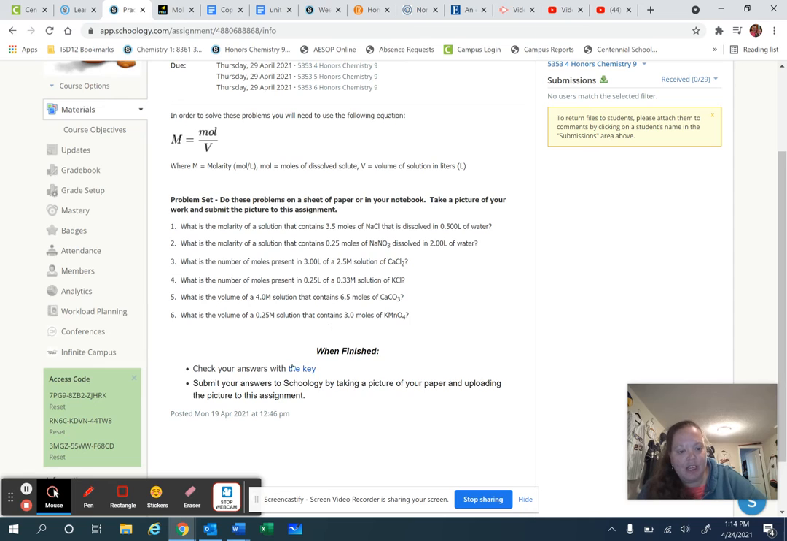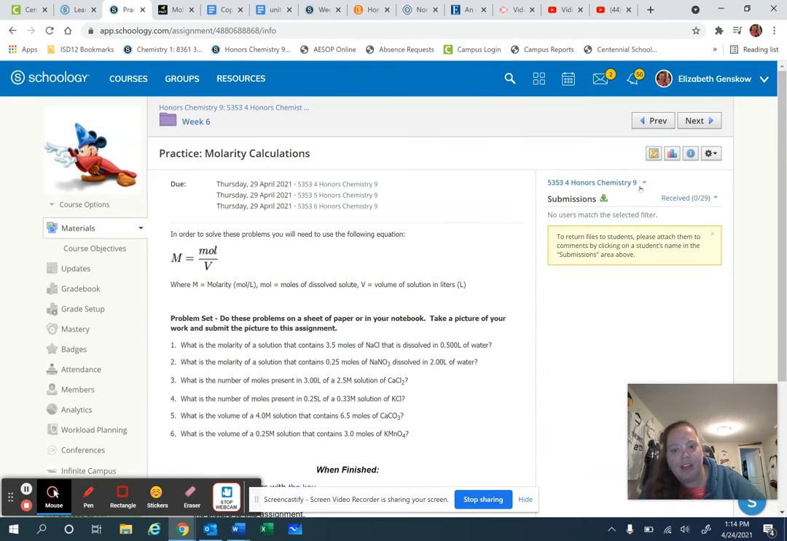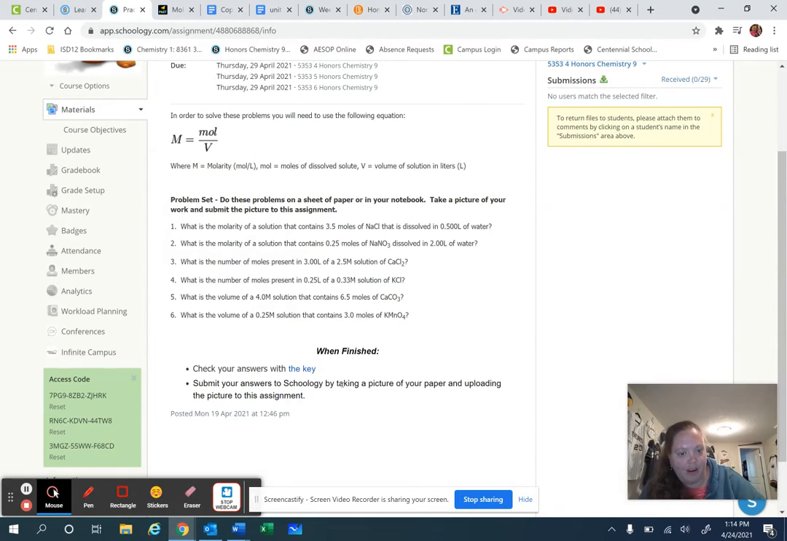There is an answer key to check how you are doing, to make sure you're not totally off in left field and that you are on the right track. When you are all done and you are satisfied with your work, take a picture of your paper, upload it over here to the right-hand side, and hit the submit button. So 6 problems. Make sure you show your work, and show your work with units. That's the big part of it.